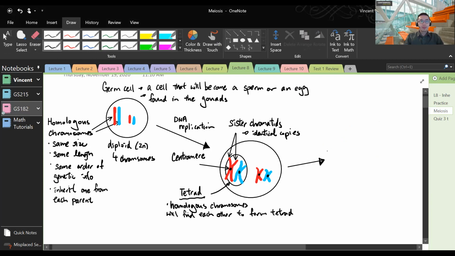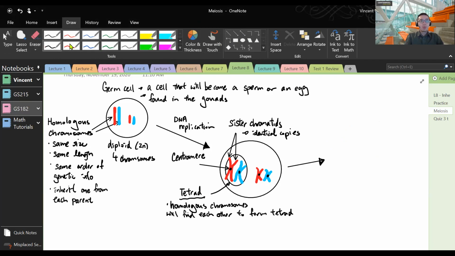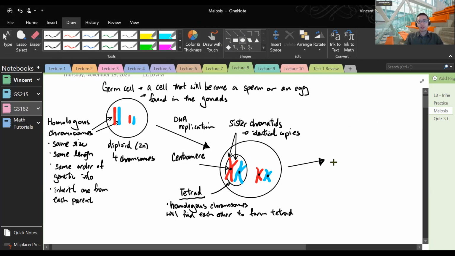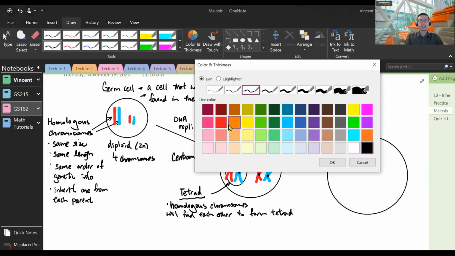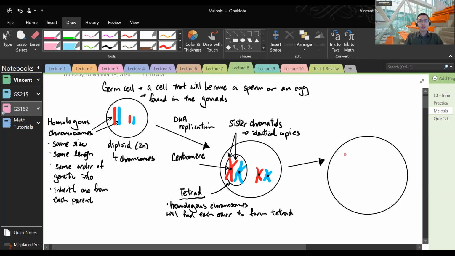So what happens is when the homologous chromosomes find each other and are in close proximity like that, they could engage in something called crossing over. Okay, so I'm just going to try to draw this. Give me a second.